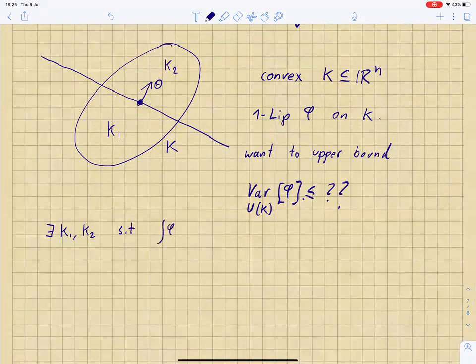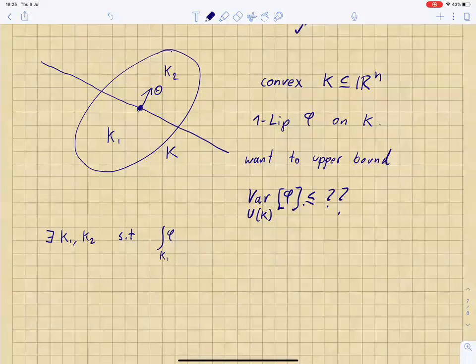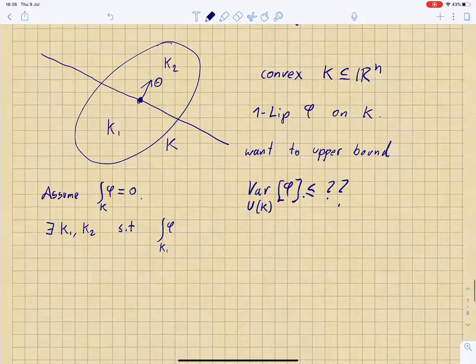So there exist K1, K2 such that the integral of phi on K1, we can always normalize, we can always add a constant. So assume that phi just integrates to zero on K, otherwise just add a constant to make it integrate to zero. So we can always cut into two halves so that the integral of phi on K1 is equal to the integral of phi on K2.